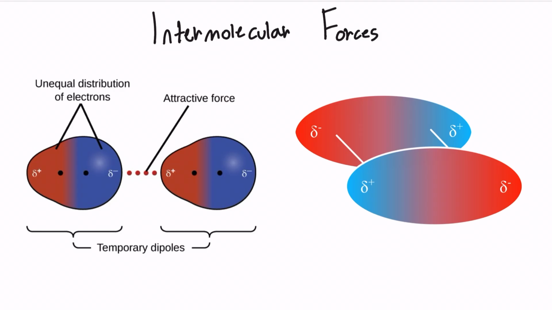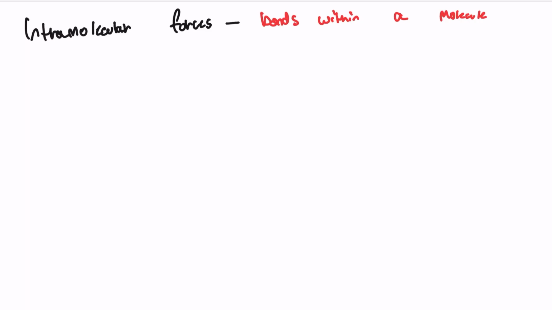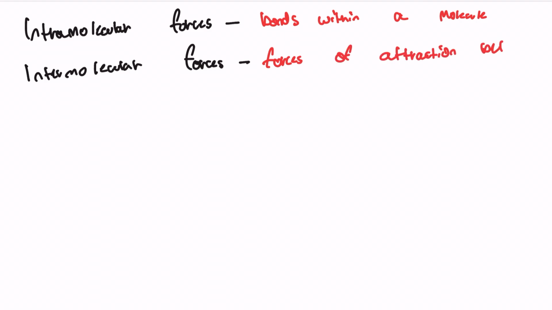To explain this, we introduce the idea of intermolecular forces. The bonds we discussed earlier, covalent, ionic, those are all intramolecular forces, bonds existing within a single molecule. Intermolecular forces differ greatly, as they are forces of attraction between molecules. And so make sure that we're paying attention to the difference between intra and inter. Intra is going to be within a molecule, inter is going to be between molecules.